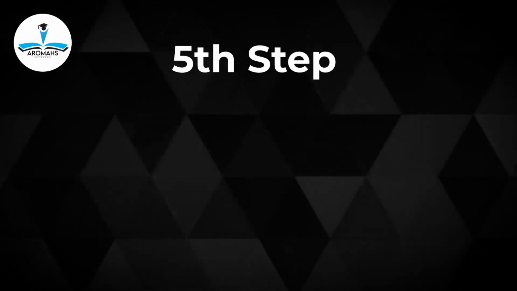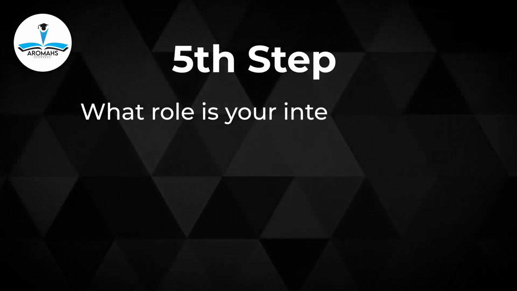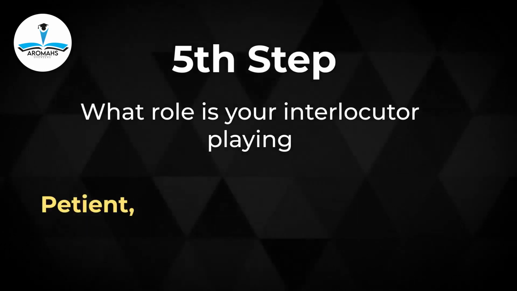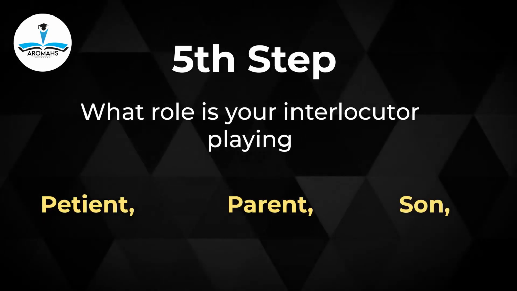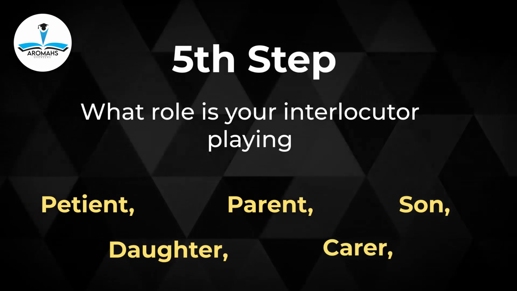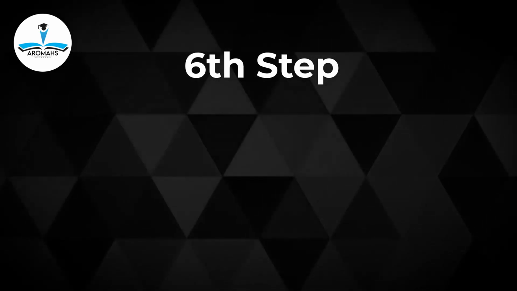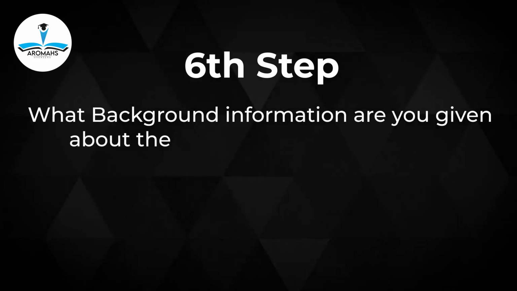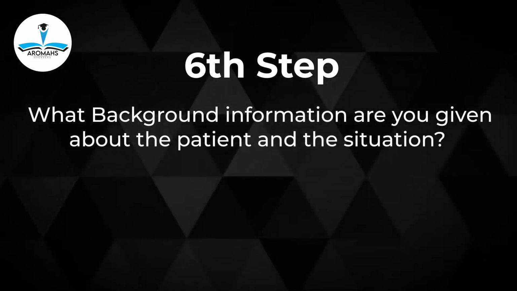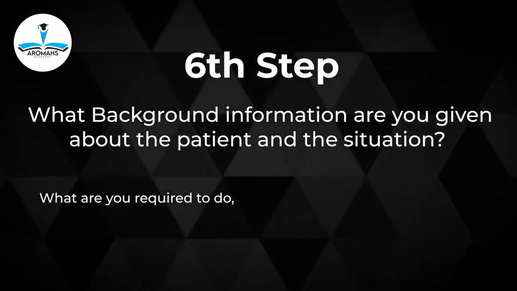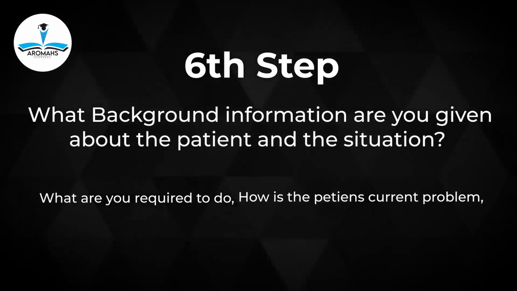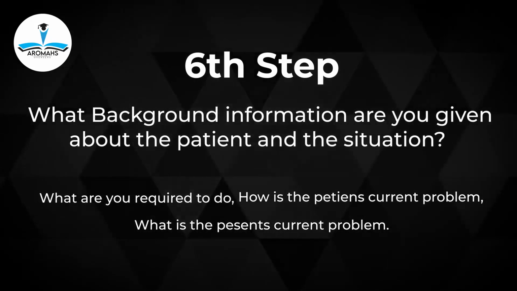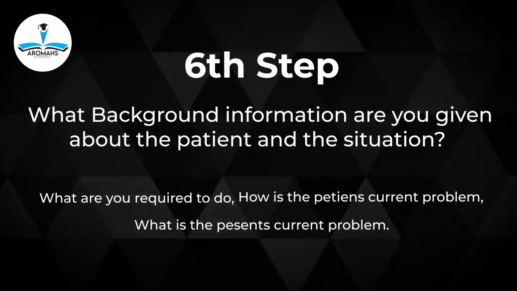Fifth step is what role is your interlocutor playing? Either you are going to talk to a patient, parent, son, daughter, or carer. Sixth step is you will notice what background information you are given about the patient and the situation. What are you required to do? How urgent is the patient's current problem? What is the patient's current problem? You need to understand all of these things.